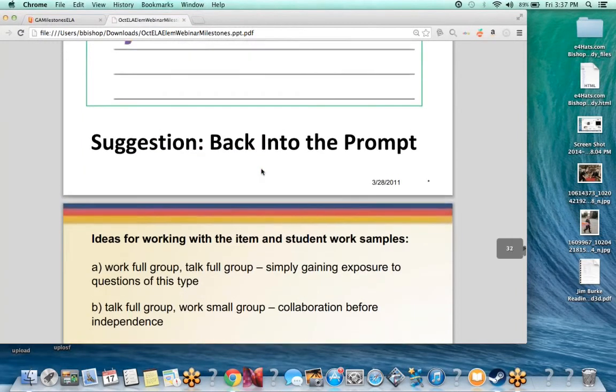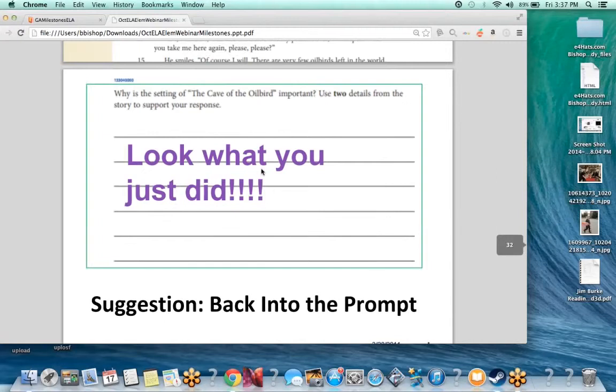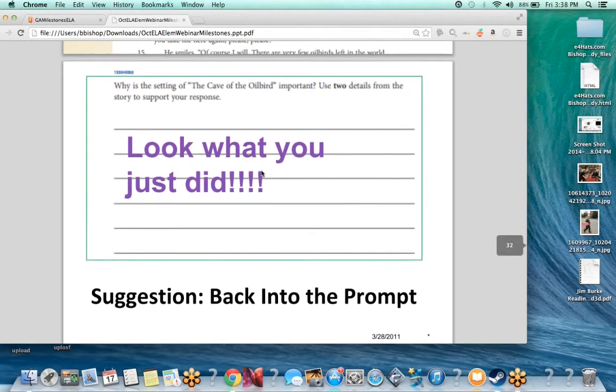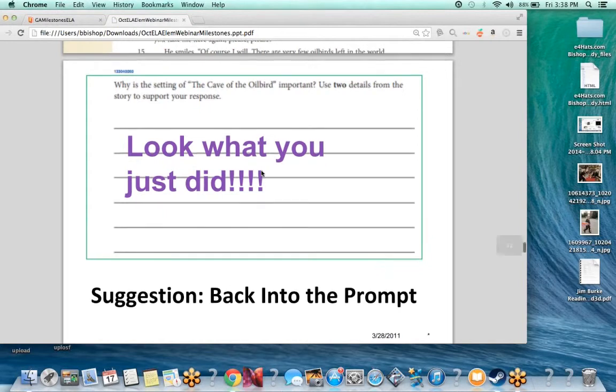I would just have them read, and then I would ask a question such as, how would this be different if it wasn't in a cave? What did you think about when you found out it was in a cave? Let's circle some of the words that relate to the setting, the cave, etc., and then have them talk about and write about that. Then come back and show them, look what you actually did. You actually answered this fancy question. Why is the setting of the Cave of the Oil Bird important? Use two details from the story to support your response. I like that, just as a little reveal of the question at the end.